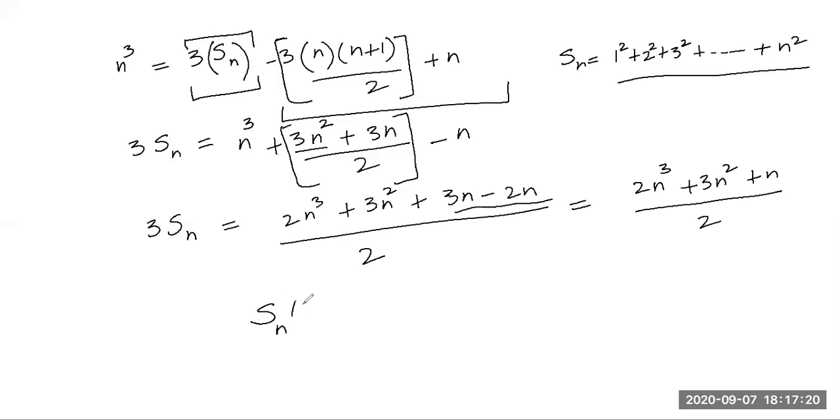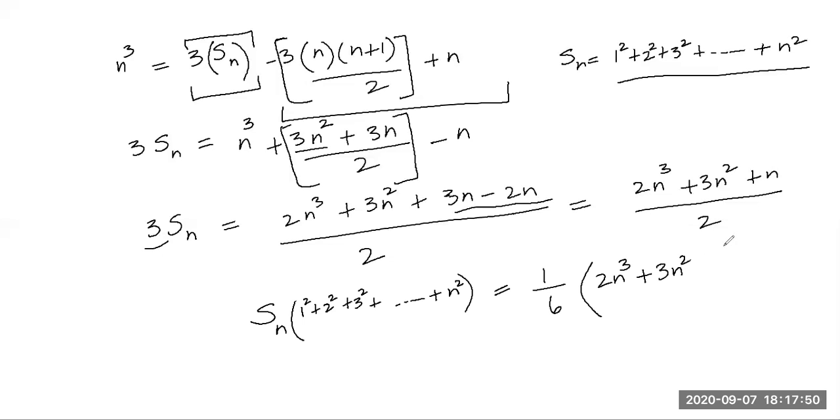And what is Sn? 1 square plus 2 square plus 3 square up till n square is equal to 1 by 6, 3 goes down, 1 by 6 into, yes, what is the formula? It's 2n cube plus 3n square plus n. All right, guys, you have successfully derived this formula also.